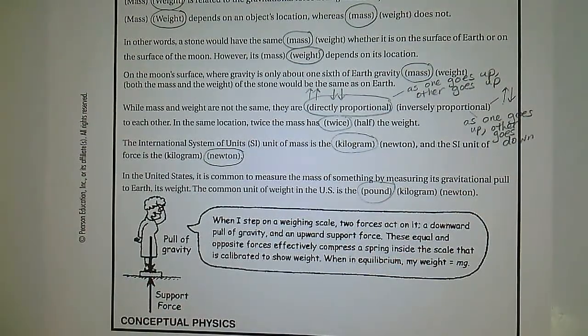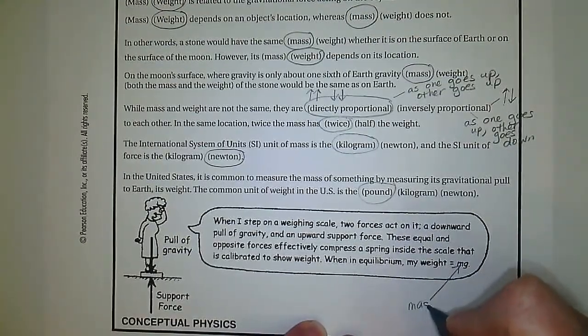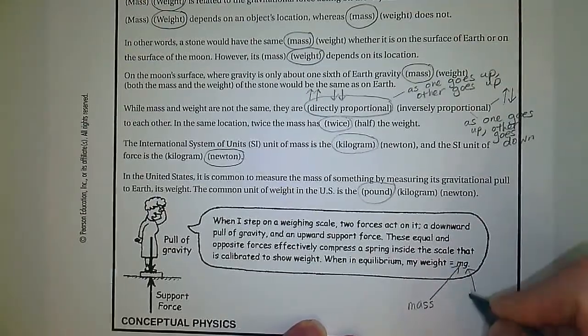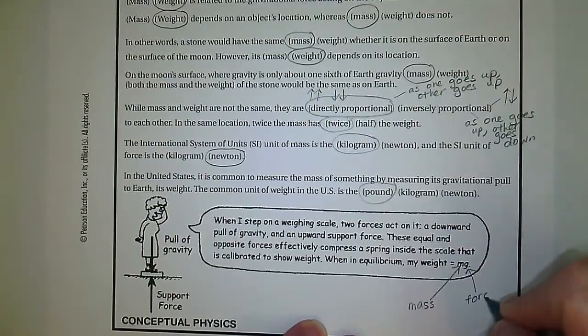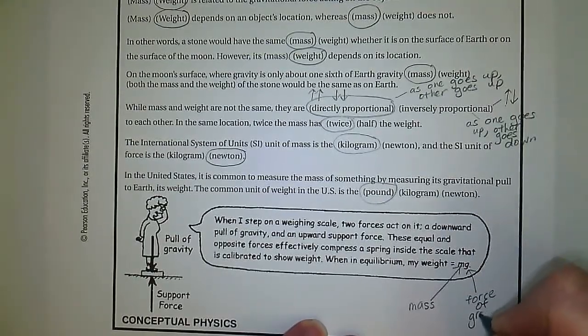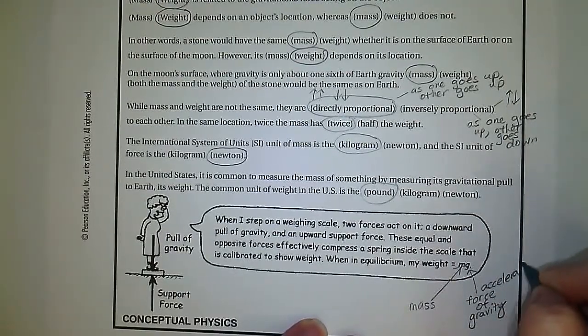When I step on a weighing scale, two forces act on it, a downward pull of gravity and an upward support force. These equal and opposite forces effectively compress a spring inside the scale that is calibrated to show weight. When in equilibrium, my weight equals mg. So m stands for mass. g is the force of gravity, okay, really the acceleration due to gravity.